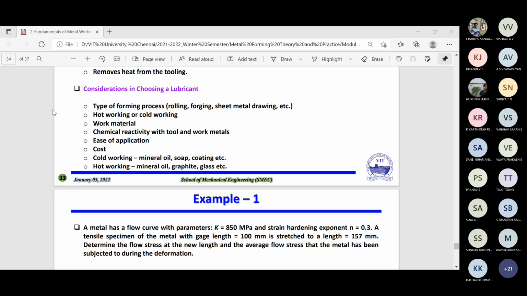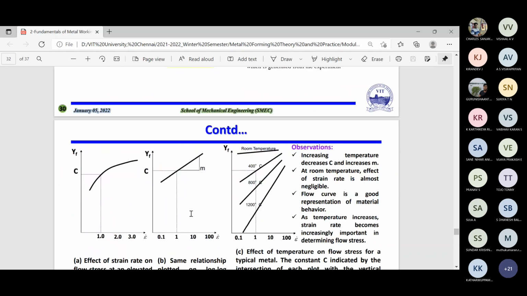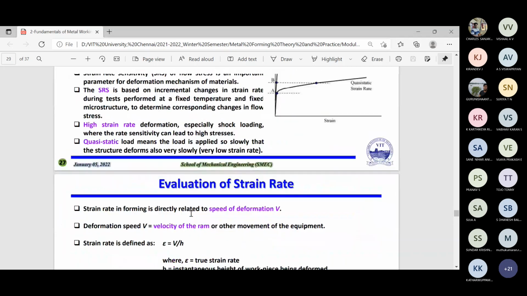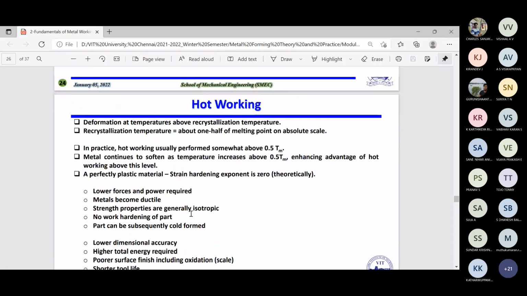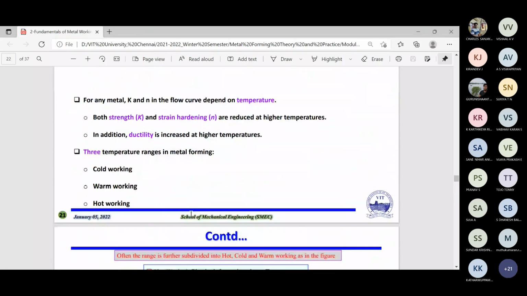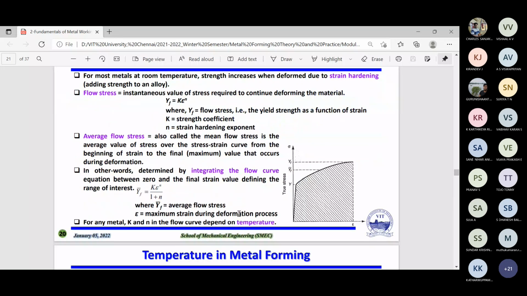Sir, could you show how to calculate the average flow stress? The equation. Yes, sir. One second. Where is that equation? Yeah, this one, sir. Yf equal to K epsilon to the power n divided by 1 plus n. Okay, sir.